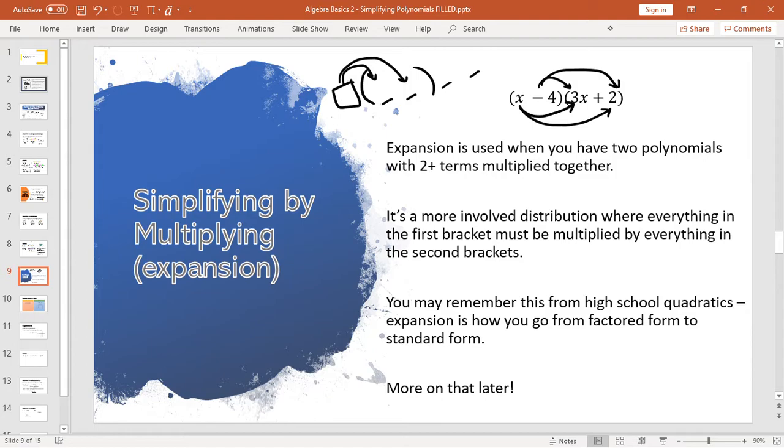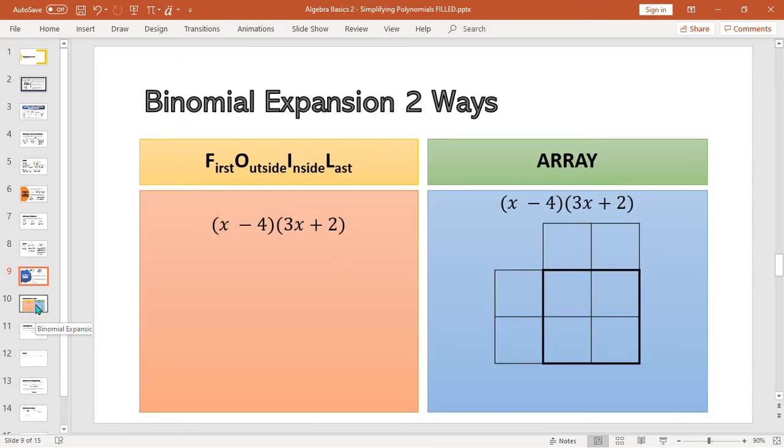It comes from quadratics. This could be the factored form of a quadratic, and you would use expansion to go from factored form to standard form. But we won't deal with that this term too much. Or this unit, we'll deal with it in factoring. Okay, so what are the ways that you can do it?